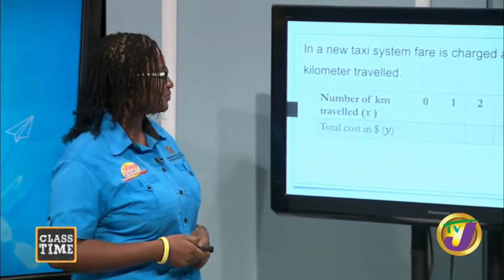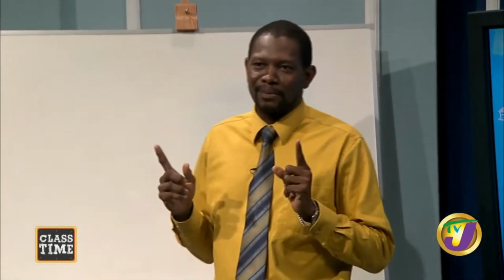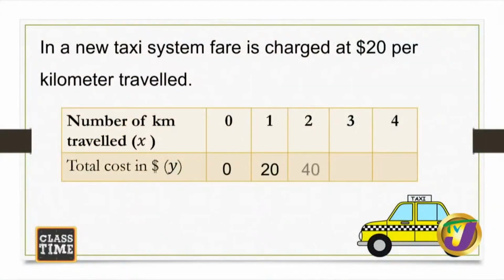All right, so at 0 kilometers, we will have to pay nothing at all. That's right. So 1 kilometer, we go right up to $20. 2, $40. 3, $60, and 4, we're going to be paying $80 right there.